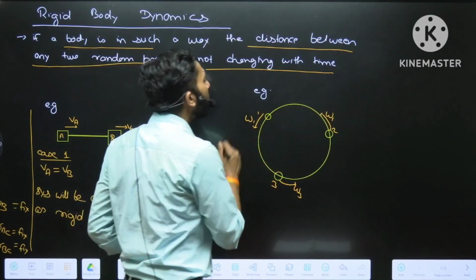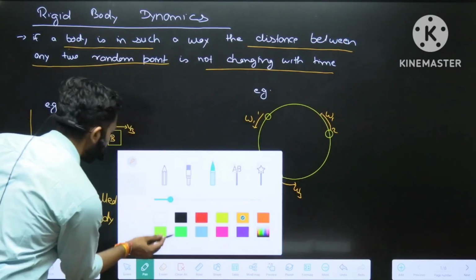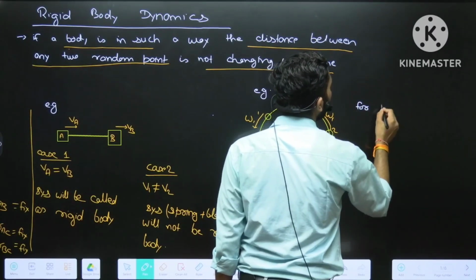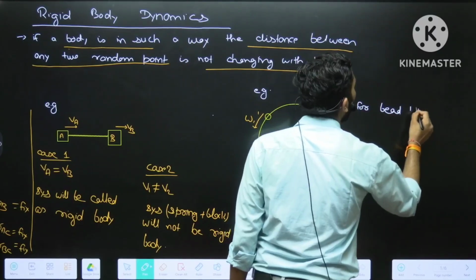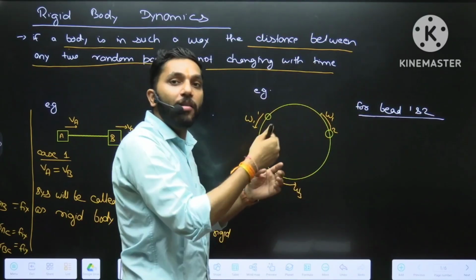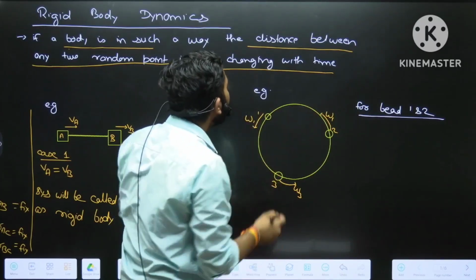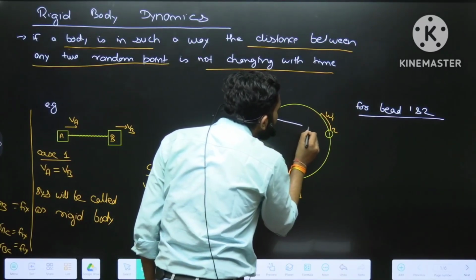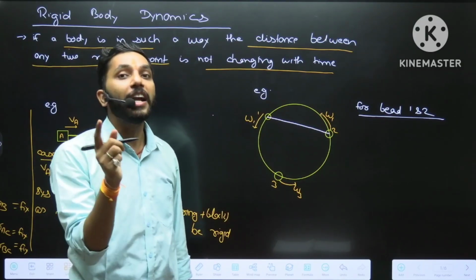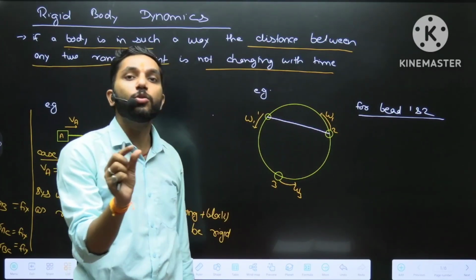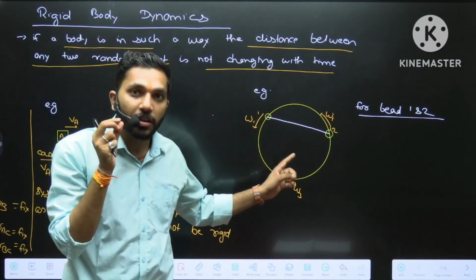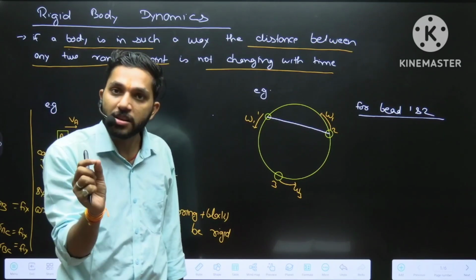If you observe this, what will happen for bead 1 and 2? With time, they will cover equal angular displacement. And if they are covering equal angular displacement, it means the distance between 1 and 2 will remain fixed. That is not going to change. And if the distance between bead 1 and bead 2 is not going to change with time, then we can easily call the bead 1 plus bead 2 system a rigid body.